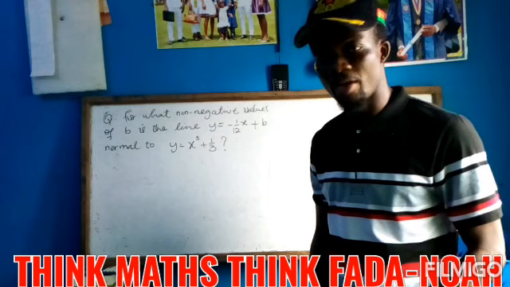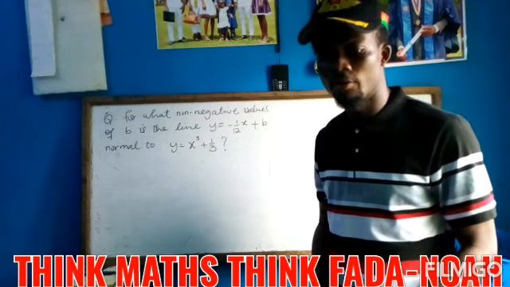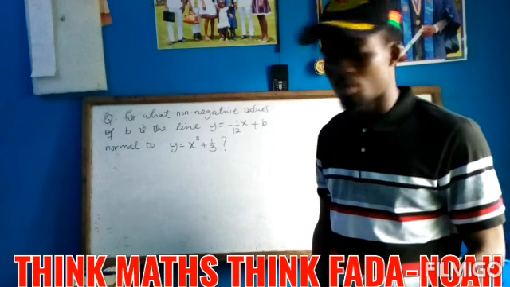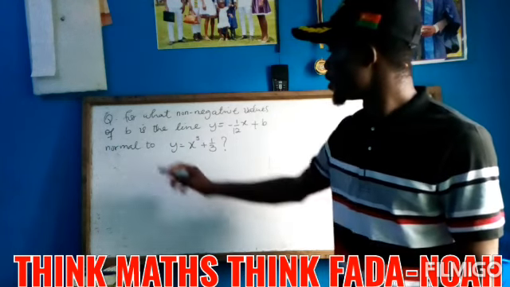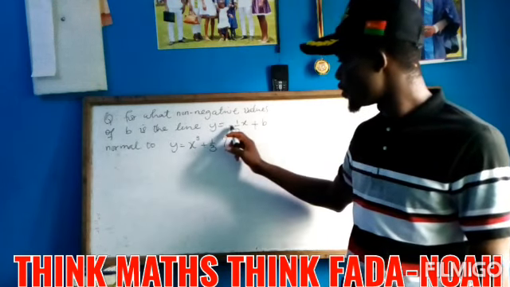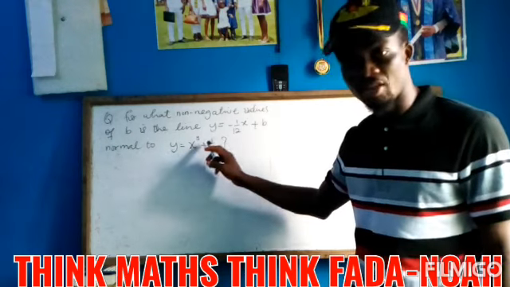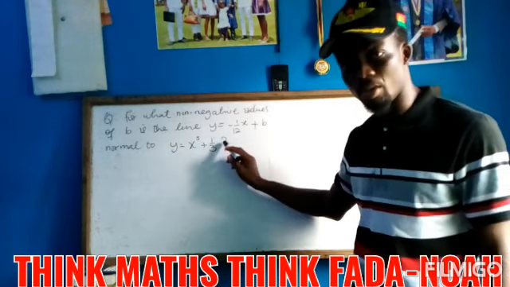Alright, we again have another question, and this question is also from the course book. It says, for what negative values of b is the line y equals minus 1 over 12x plus b normal to y equals x cubed plus 1 over 3.